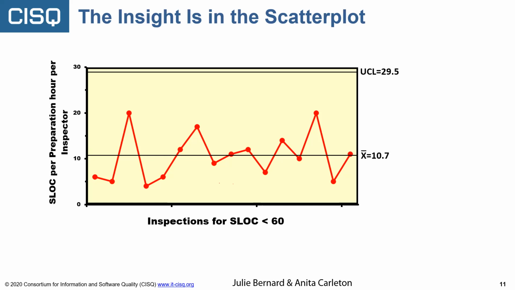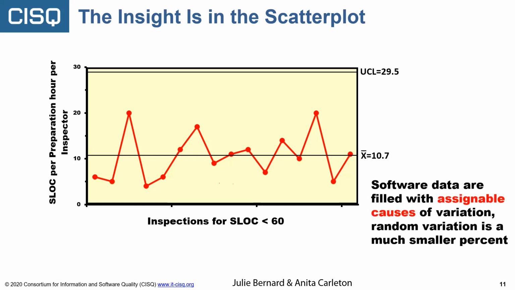So maybe what I really want to be doing is using my data to try to get control in a different way, to understand there may be different baselines for different levels of an assignable cause: experienced people, inexperienced people, large components, small components, data arrays versus highly algorithmic components. So those are the issues, and those are the things we'll find if we really start thinking in terms of looking at scatter plots and asking questions. So software data are filled with assignable causes.